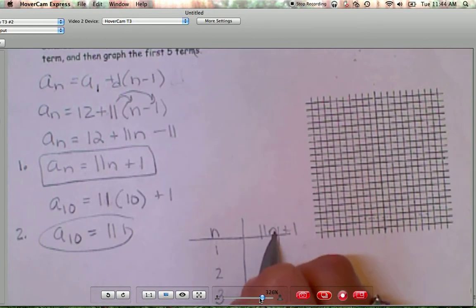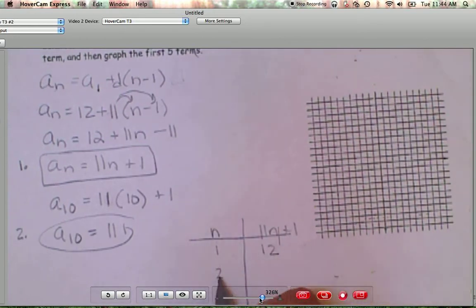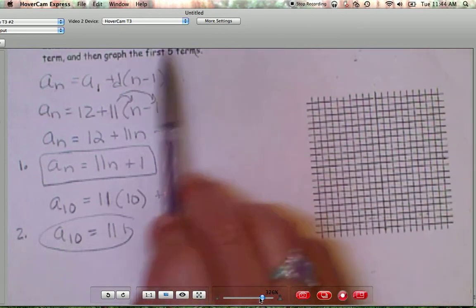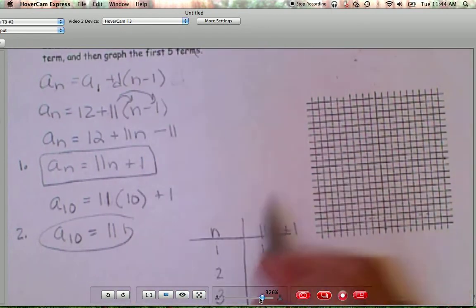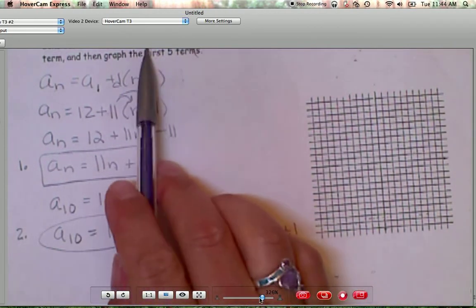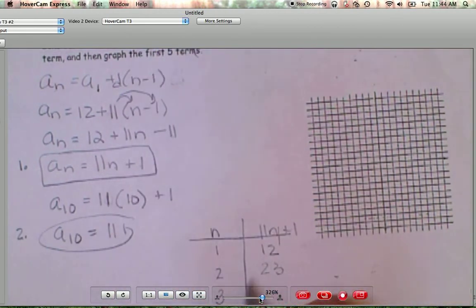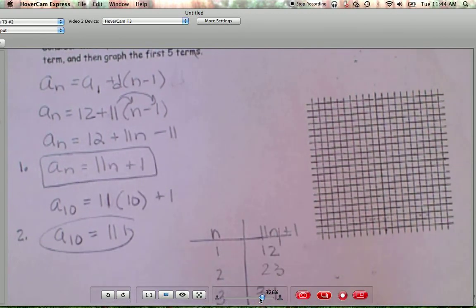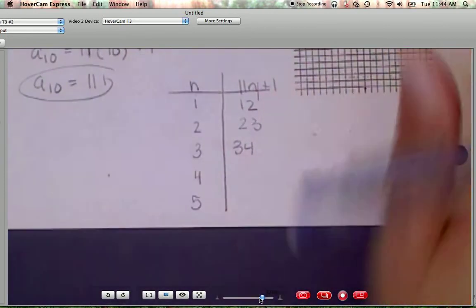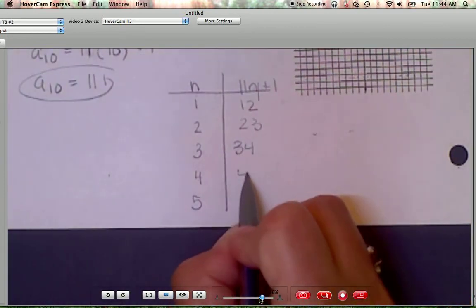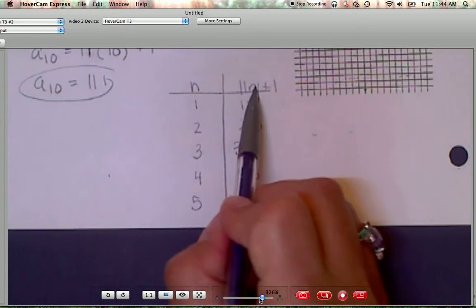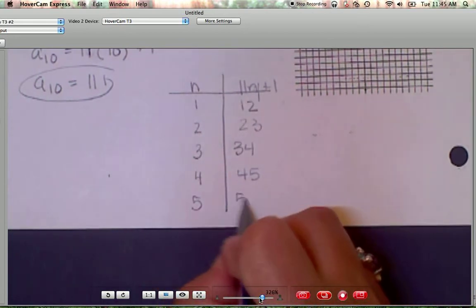11 times 1 is 11 plus 1 gives us 12. We already actually know the first 4 terms because they're all right here. So we can use those still. But the second one, 11 times 2 is 22, plus 1 is 23, which does match our original problem. 11 times 3 is 33, plus 1 is 34. 11 times 4 is 44, plus 1 is 45. And 11 times 5 is 55, plus 1 more is 56.